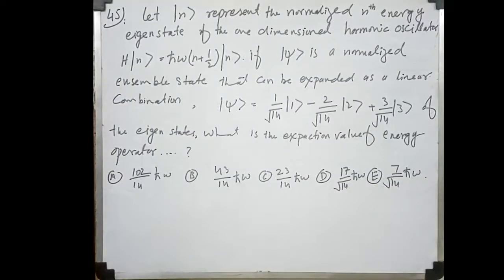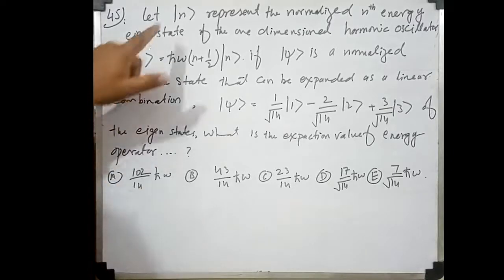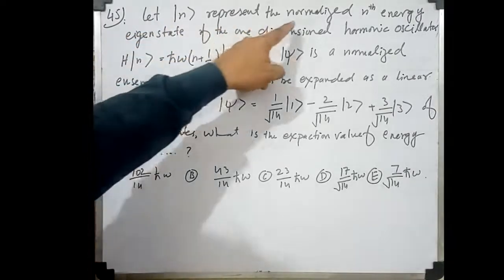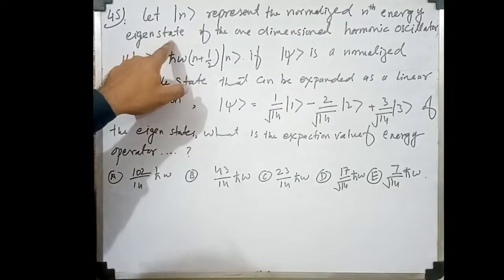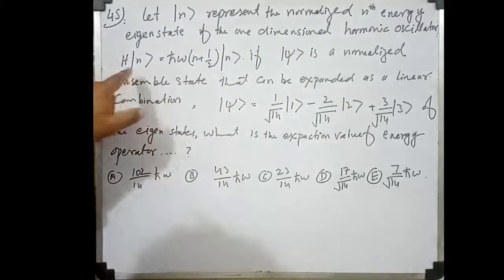Problem number 45. Let state n represent the normalized nth energy eigenstate of the one-dimensional harmonic oscillator H.